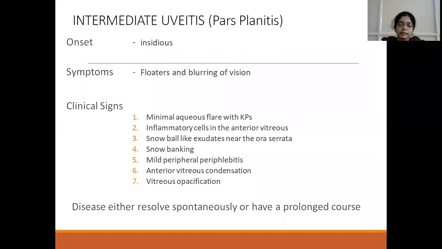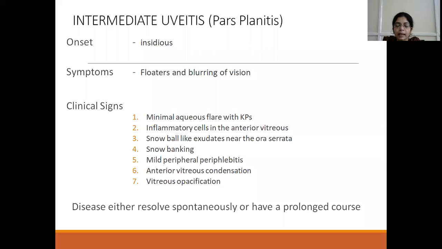Now, what are the other clinical signs of intermediate uveitis? Because it is confined to the pars plana part, usually the eye is quiet on the surface. There is no anterior segment inflammation usually, and even if it is present, it is very minimal. Coming to the features of the anterior segment, there can be very fine KPs with very minimal aqueous flare. Later, the vitreous may show inflammation, which is known as vitritis.